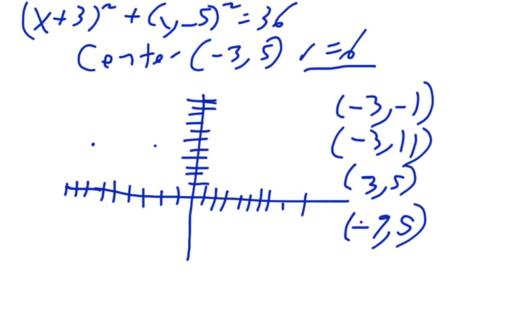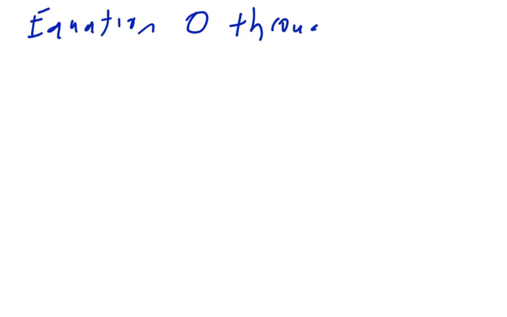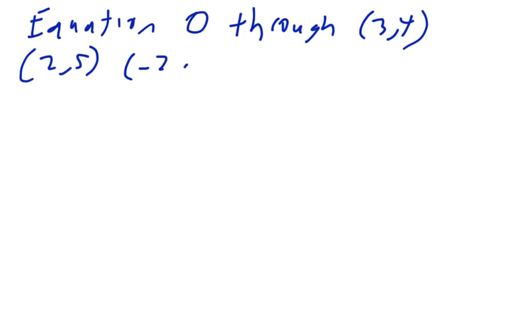So 3, 5, negative 3, 11, negative, or 3, negative 1, and I have my circle. And it's not the greatest looking circle, but it's hard to draw on these sometimes. For problem number 2, let's say that we made an equation of a circle through the point 3, 4, the point 2, 5, and the point negative 2, 5.